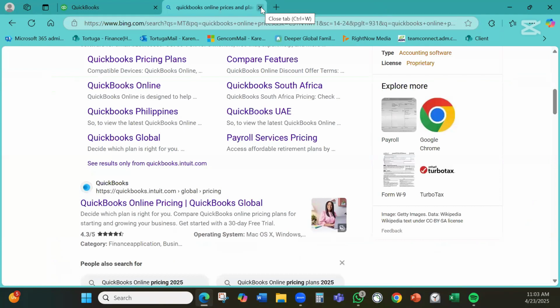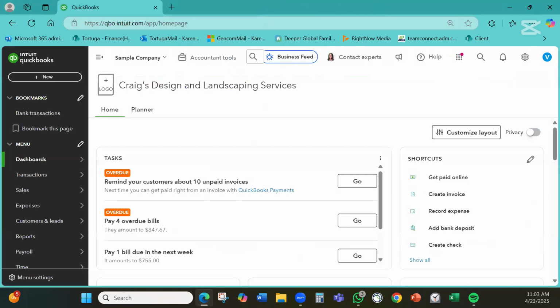So I'm just going to be walking through with you some of the things that you can do on QuickBooks. I'm using a sample company, so I'll be changing it around a bit, and then we can see how we can do entries and so on. This company is called Craig's Design and Landscaping. That's not my company, so I want to change it.